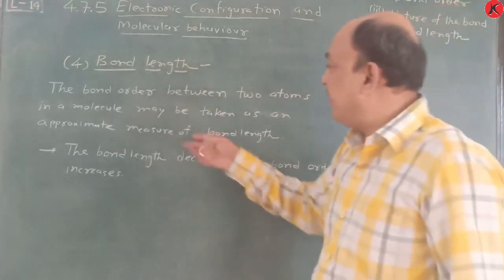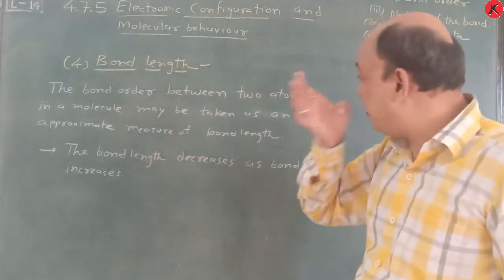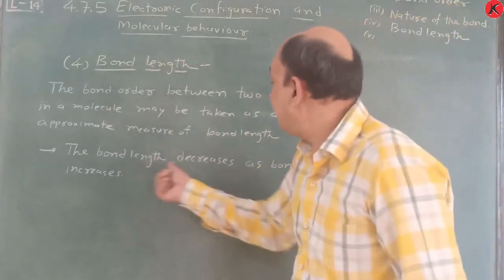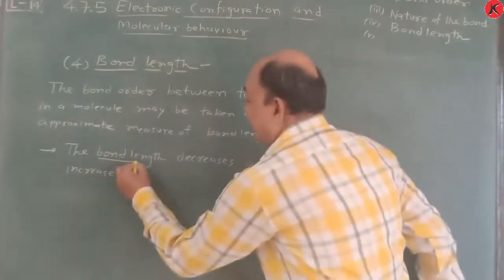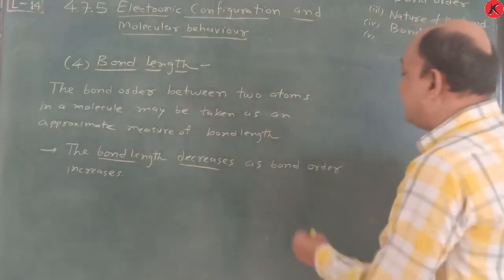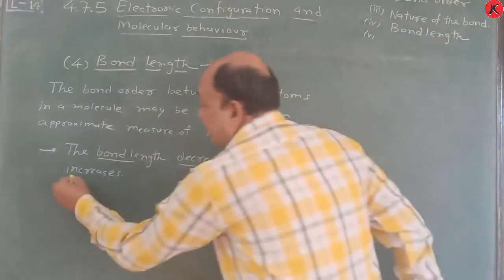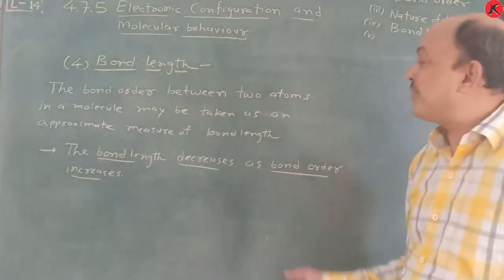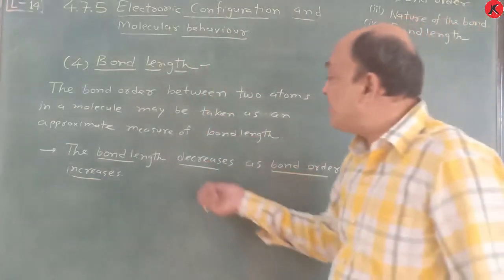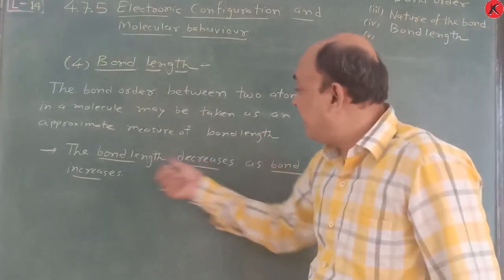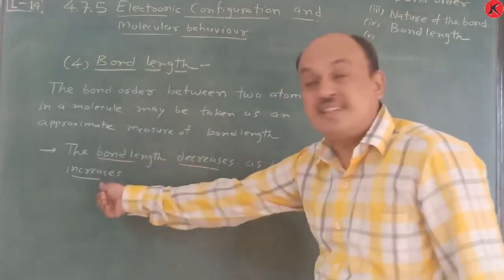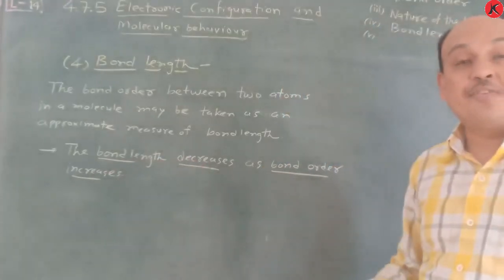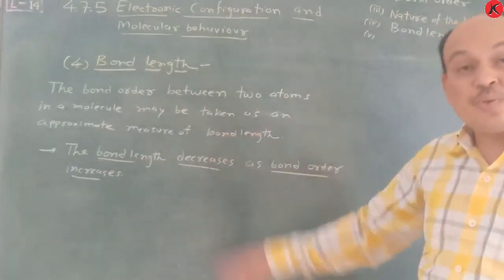Bond order is inversely proportional to bond length. So the bond length decreases as bond order increases. Remember this one. This is very important. Bond length decreases as bond order increases. Suppose in competitive exams I ask this question in this way: decrease, increase, increase, decrease. Which sentence is correct from the following? 4 marks. So this way the question is asked.